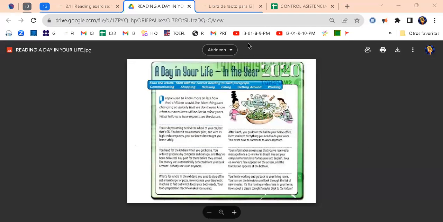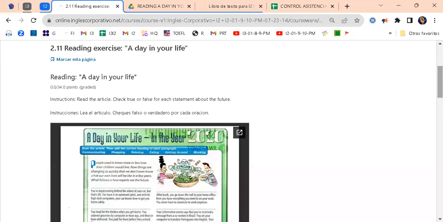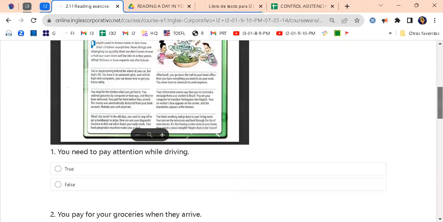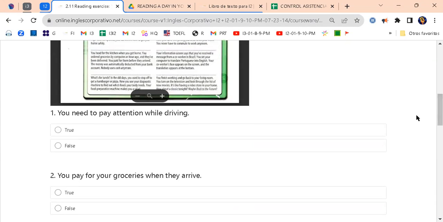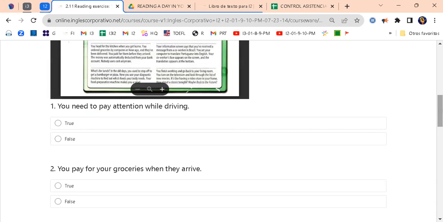Okay, thanks. That's important. That's part of the reading. Let's see. Let's check this. You need to pay attention while driving. True or false? Come on, guys. Tell me that's true. Okay, well, in real life, it's true. But in the paragraph, it says false.